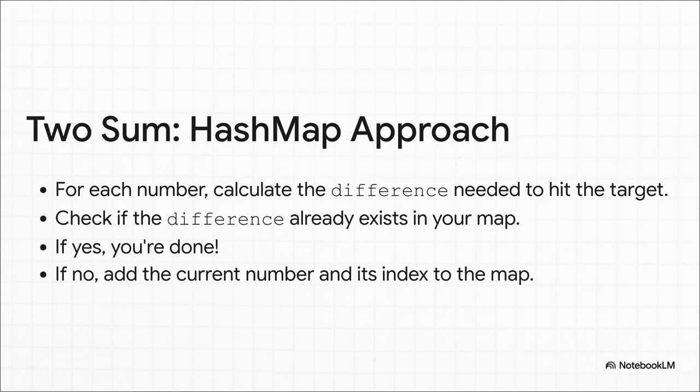Two-sum is, without a doubt, one of the most famous interview questions of all time. The obvious way to solve it is slow, but the elegant way uses a hash map. It's like having an assistant. As you go through the array, you show each number to your assistant. For each new number, you first ask, hey, have you already seen the other number I need to reach my target? And your assistant, the hash map, can answer that question instantly.